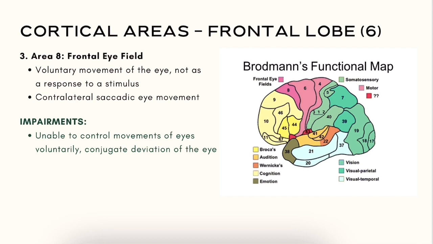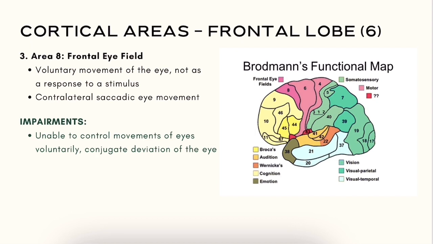Our frontal eye field is in charge of the voluntary movement of the eye, but not as a response to a stimulus, meaning you just move your eye. So this is for contralateral saccadic eye movement. So these movements are fast conjugate eye movements under voluntary control.